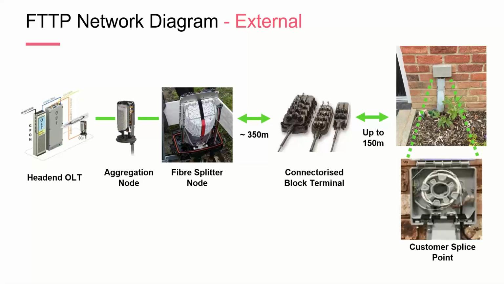At the fiber splitter nodes, you'll get up to around 32 premises connected to one GPON section, and each splitter node can have up to 32 manifolds or connectorized block terminals, and each of those block terminals then has the individual connections going to each property. Normally there's maybe five or six connected, depending on the type of CBT, the different sizes for what's needed to cover it to the property. And the distance from the property to the CBT tends to be up to about 150 meters. And you'll then have up to around 32 connected into a group.